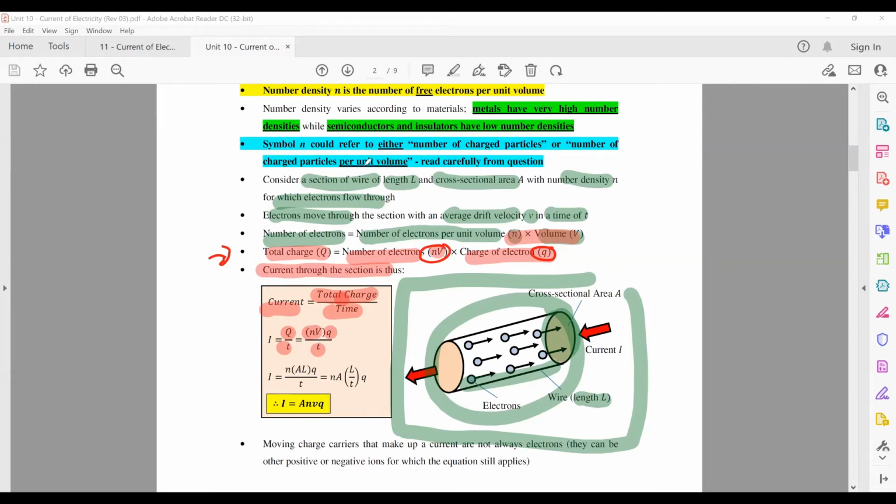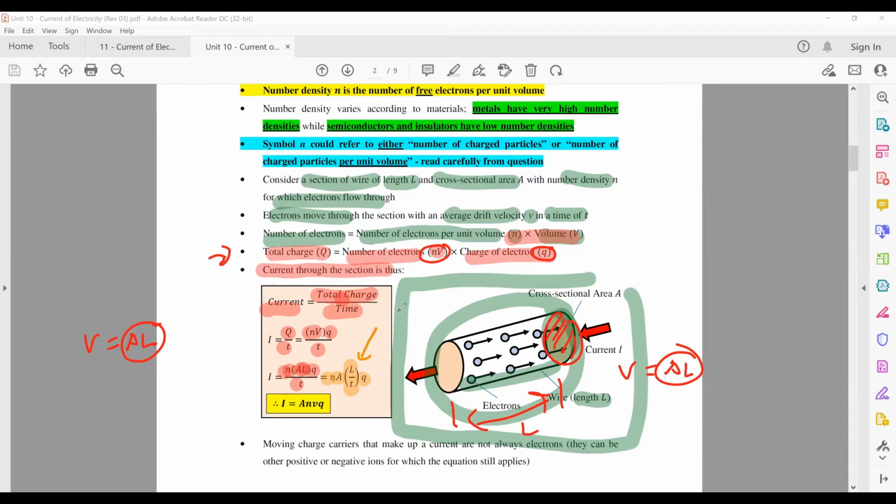All right. And volume is actually area times length. If you take the cross-sectional area A, multiply with the length, volume is the product of area times length. So V can be expanded to become AL. So you get n times AL times q divided by t. Then you rearrange one of the things again: n times A times L over t times q.